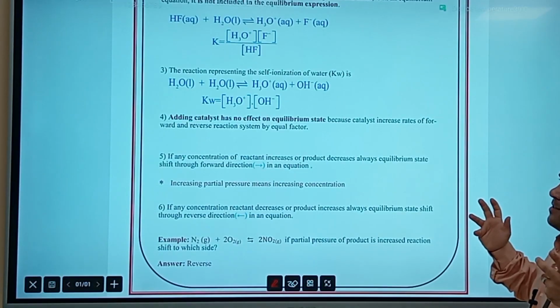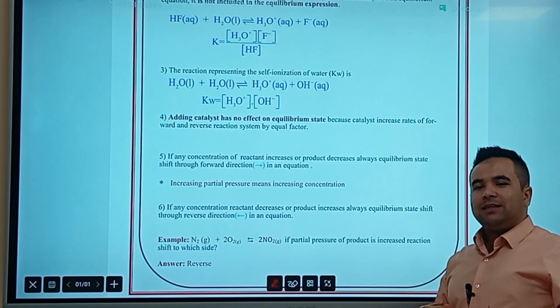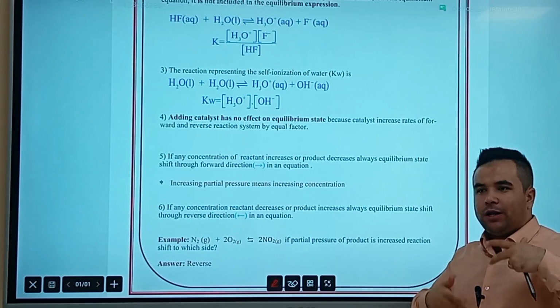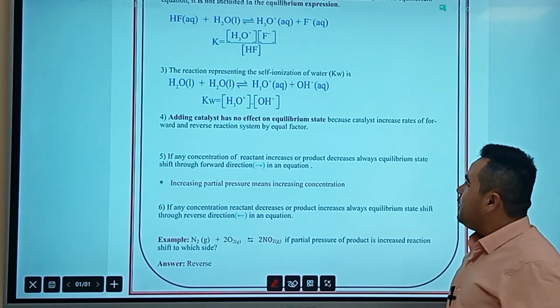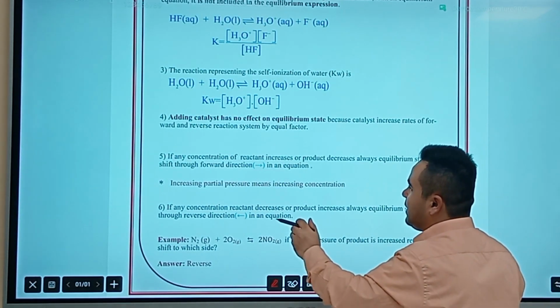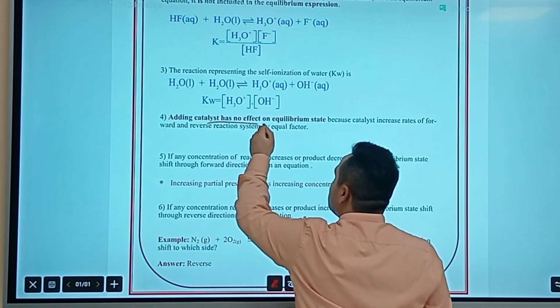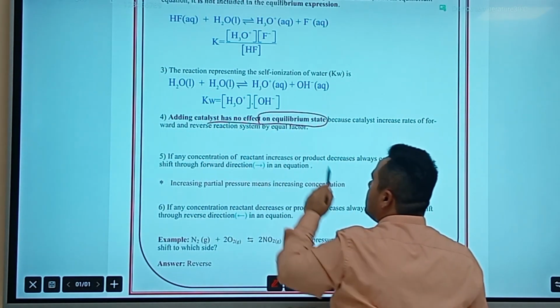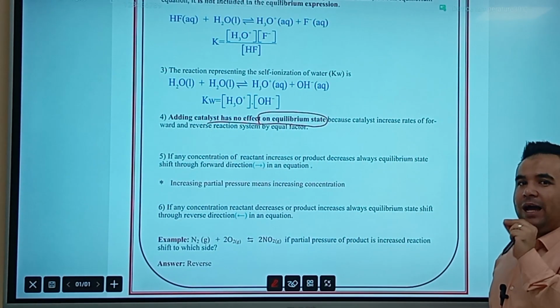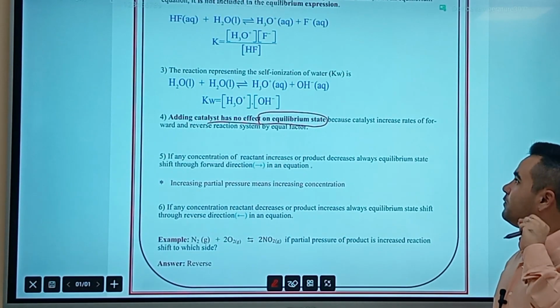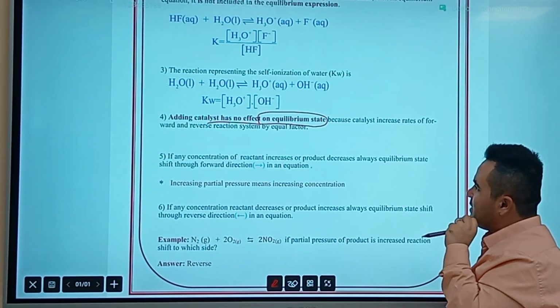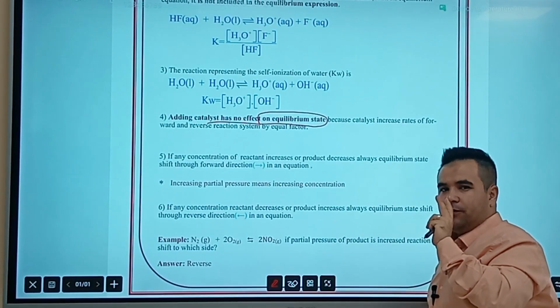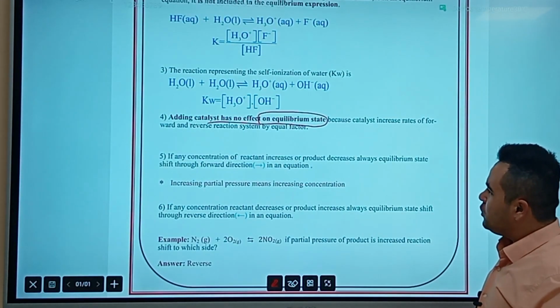Adding catalyst, we may guess that adding catalyst speeds up the rate of the reaction and it affects the equilibrium system. It's not the case. Adding catalyst has no effect on the equilibrium state. So guys, adding catalyst to a system does not shift the equilibrium toward any side. Instead, it just affects the rate of the reaction.